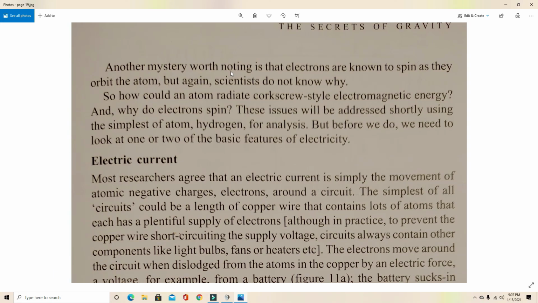Another mystery worth noting is that electrons are known to spin as they orbit the atom, but again, scientists do not know why. So how could an atom radiate corkscrew style electromagnetic energy, and why do electrons spin? These issues will be addressed shortly using the simplest of atoms, the hydrogen atom, for analysis. But before we do, we need to look at one or two of the basic features of electricity.